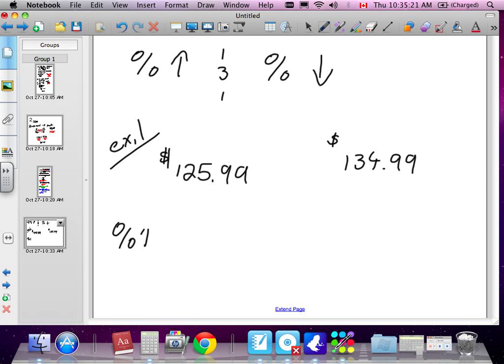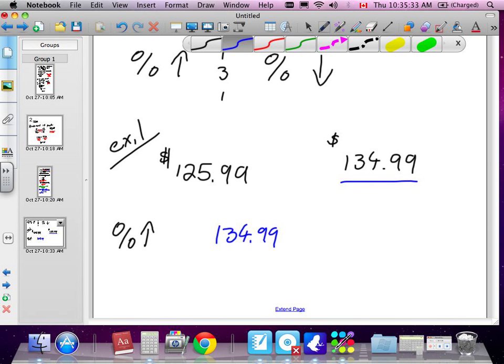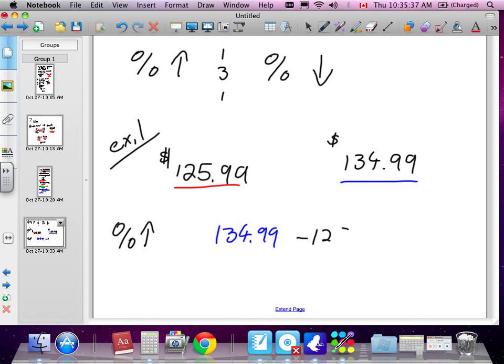In order to do this, you guys will be taking the larger or the new price, $134.99. You're going to subtract the old price, $125.99. You will divide by the old price, $125.99, and you're going to multiply by 100 to find the percentage increase, okay?